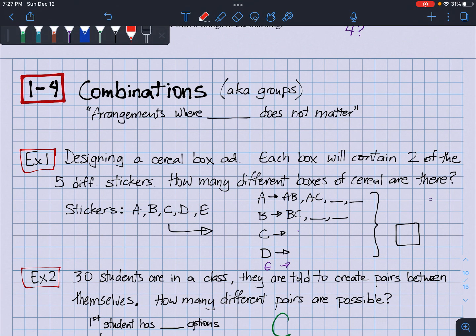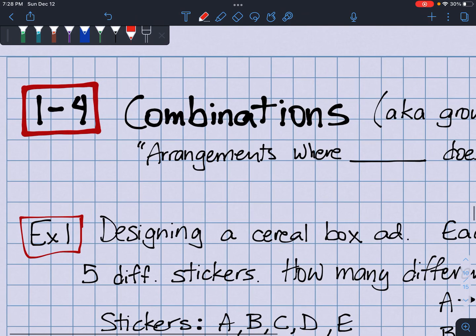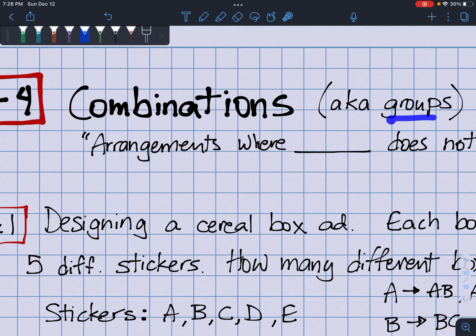Lesson 1-4. This last unit of chapter 1 is about combinations, aka groups. Unlike the previous lesson in 1-3, where we were talking about arrangements, here order will not matter. So whether you have, for example, A, B, C, or A, C, B, or any arrangement of those three letters, they will all be the same. We'll only want one of them.